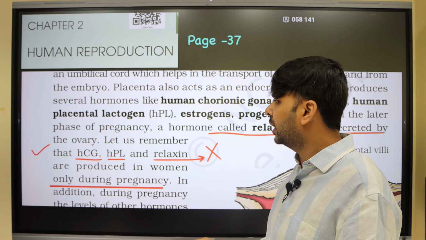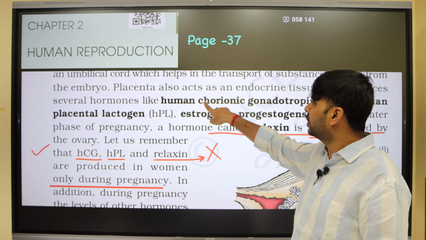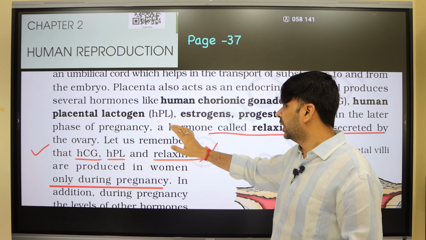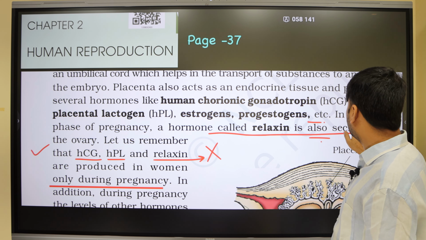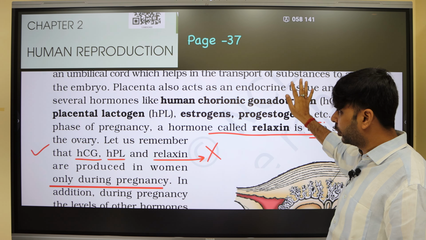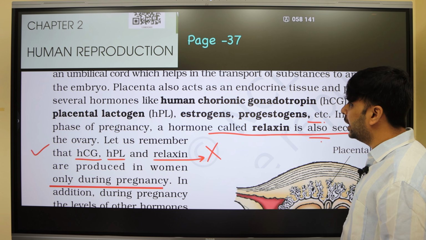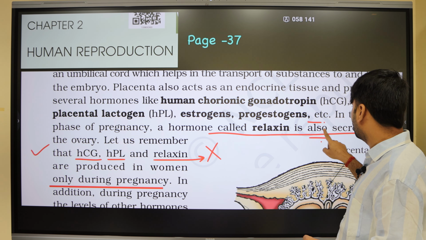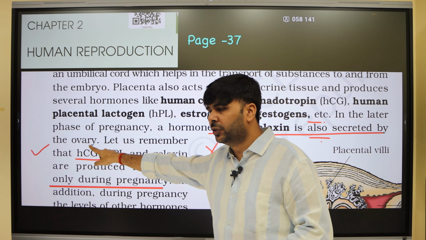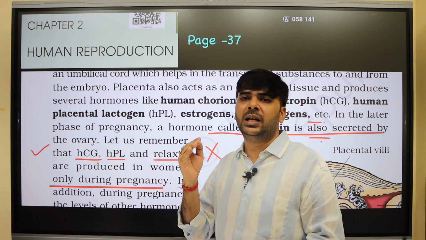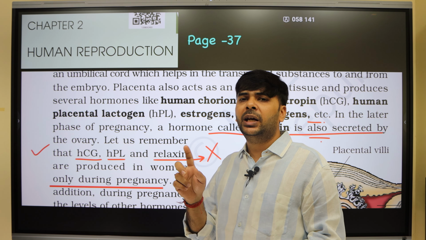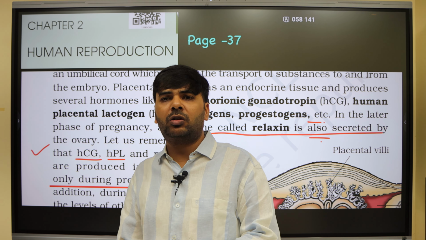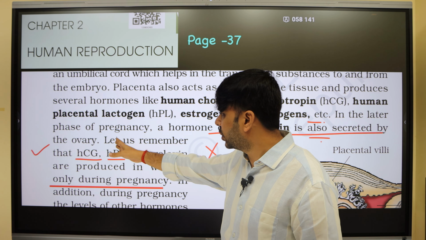teachers must point it out. So here the point is human chorionic gonadotrophin, HCG, human placental lactogen, HPL, estrogen, progesterone, etc. are released from the placenta. Okay, this line is perfect. Then in the later phase of pregnancy, the hormone called relaxin is also secreted by the ovary. Correct. Yes, in the later phase, relaxin is secreted by the ovary, exactly from the corpus luteum, which is present in the ovary. So ovary or corpus luteum, both lines are correct. Here I am not saying any error.